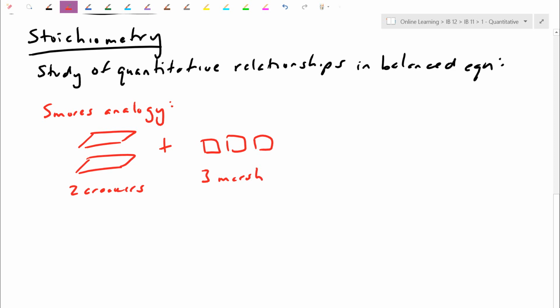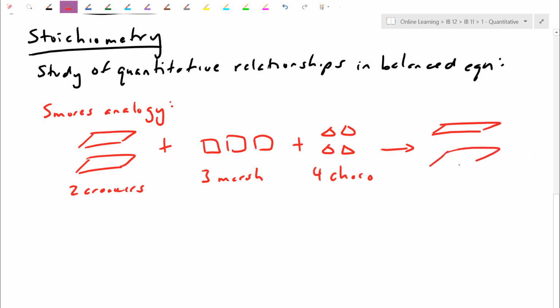What else do I need for s'mores? Well, I need some chocolate, so let's melt in, just drawing my chocolates here as triangles, 4 choco. I melt that all together and we get 1 delicious s'more. So that serves as our recipe. Again, we're just doing this as an analogy. So even though that's my recipe, my simplified ratio going into it, my store will probably not sell crackers just in units of 2 or marshmallows in 3.